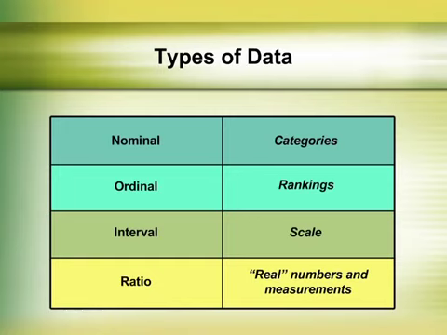In summary, nominal data can only be counted. Ordinal data can be counted and ranked. Interval data can also be added and subtracted, and ratio data can also be used in ratios and other calculations. Determining what type of data you have is one of the most important aspects of quantitative analysis.